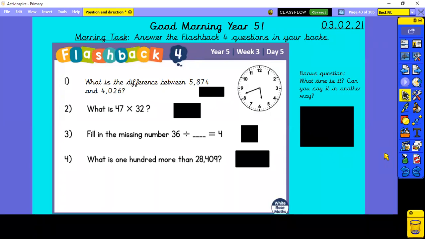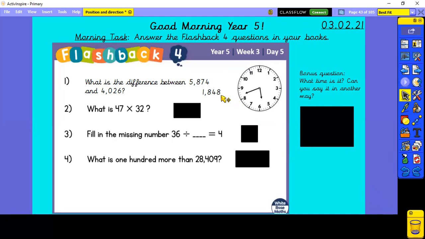What is the difference between 5,874 and 4,026? So what you should have done here is subtracted 4,026 from 5,874 to find the difference. And the difference is 1,848.